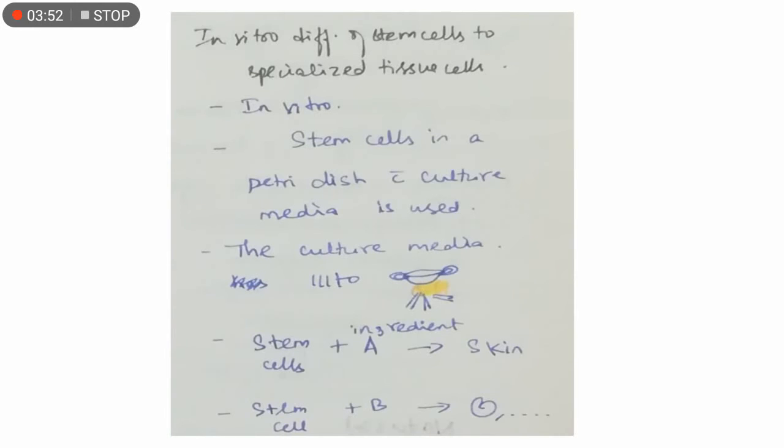So, in vitro differentiation of the stem cells to specialized tissues. In this process, the stem cells are collected in a petri dish with the culture media, and then it is used. So basically it's like a cooking process. It's like making a tea. We can make tea two ways. One, we put the powder and then boil the milk. Two, we boil the milk and then put the powder.